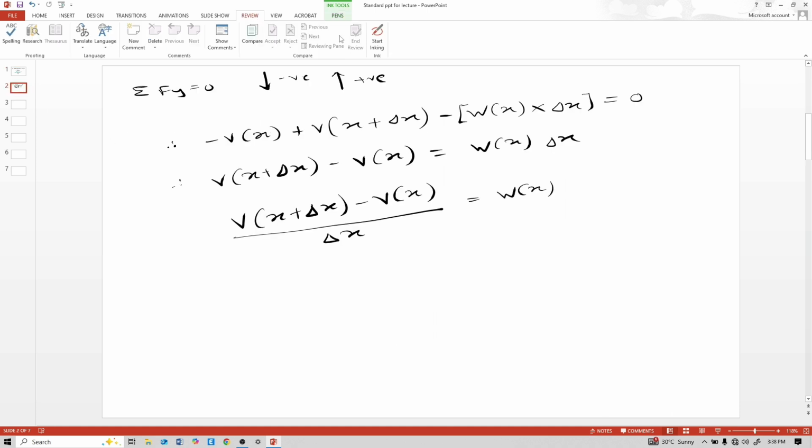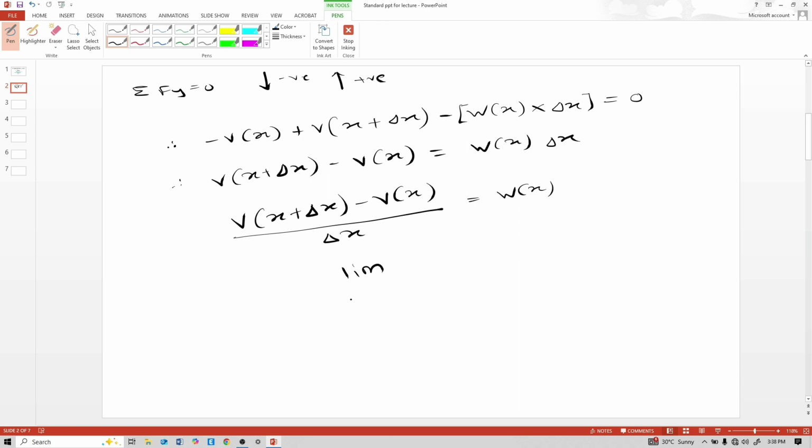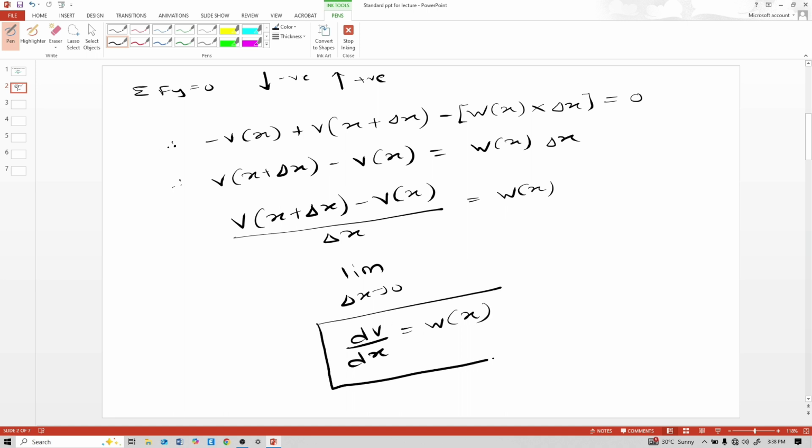And now the limit of delta x tends to 0 is, see this, the limit of this is dV by dx, and this is W of x. So this is one relation we get from the vertical equilibrium equation. Intensity of loading is equal to dV by dx. Remember this equation, dV by dx is equal to W of x. We will see the meaning of this equation.